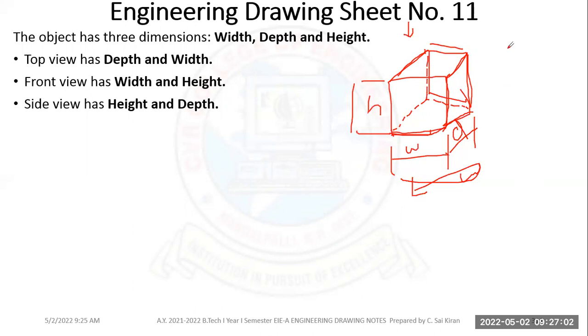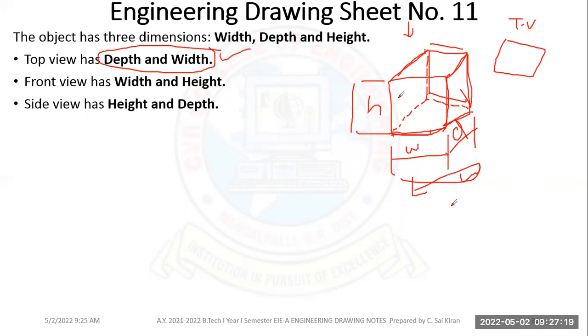In the top view, what I can see is this line. This line is nothing but the width, and I can see the depth. This is the depth, I can see the width, I can see the depth. So this is my top view. In the top view, I can see the depth and width.